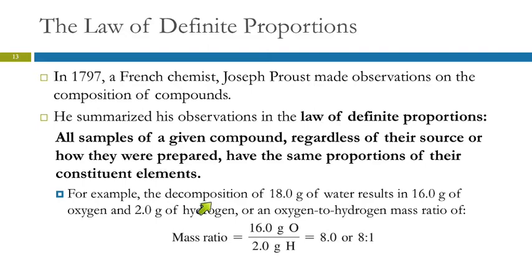So as an example, if we take 18 grams of water and decompose it, break it into its individual elements, that's actually quite simple to do. You can just use a battery. You'll get 16 grams of oxygen and 2 grams of hydrogen. So we can look at a mass ratio. Take the mass of oxygen, divide it by the mass of hydrogen, and that gives us the value 8, or expressed as a ratio, that's 8 to 1. So 8 grams of oxygen for every 1 gram of hydrogen.